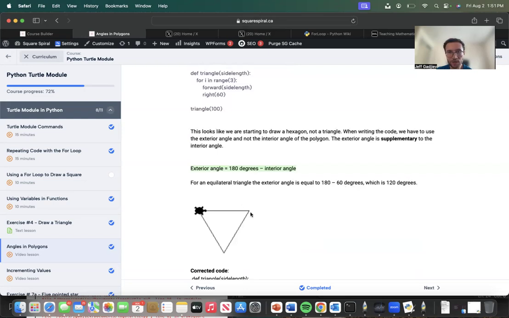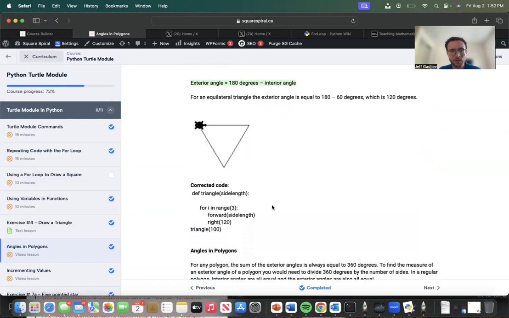So this turn over here, when the turtle is moving, and so it's going straight here forward to the right, then it's going to end up turning 120 degrees relative to if we were, let's say, to extend this line over here and measure that angle. If we were to extend this line, that angle would have to be 120 degrees, that exterior angle.